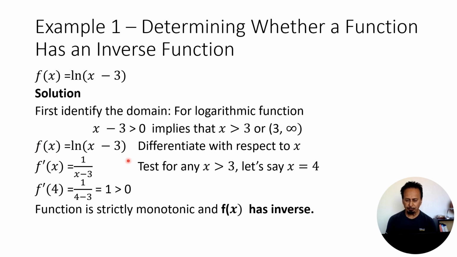Now we differentiate the function, and the derivative of natural log of x minus 3 is 1 over x minus 3. Now we test the first derivative for x bigger than 3. Let's say I use x equal to 4, so f prime of 4 is 1 over 4 minus 3, which is 1, greater than 0. So we can say the function is strictly monotonic and the function has an inverse.